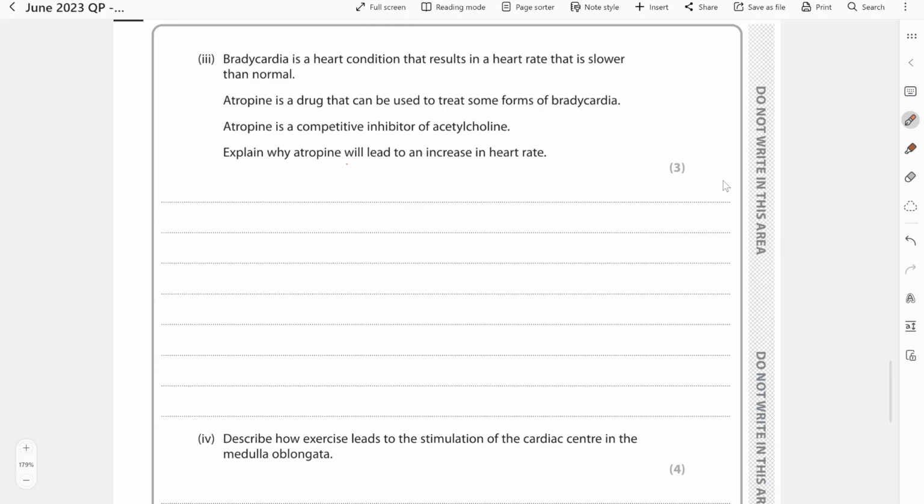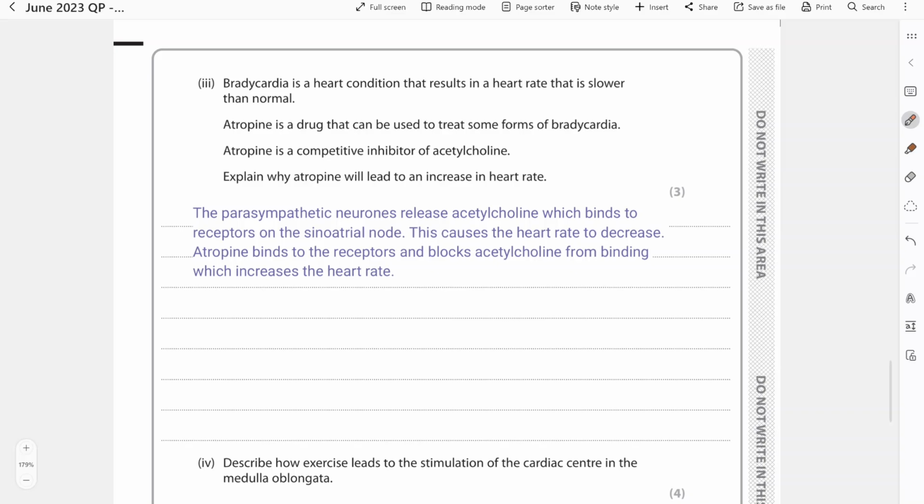And in your syllabus, you're supposed to know the two neurotransmitters involved in that. Acetylcholine, which plays a role in the parasympathetic nervous system, and noradrenaline, which plays a role in the sympathetic nervous system. So atropine works as a competitive inhibitor of acetylcholine. Now, if acetylcholine is responsible for decreasing the heart rate, atropine will essentially prevent acetylcholine from binding to the receptors, which is why it would lead to an increase in heart rate.